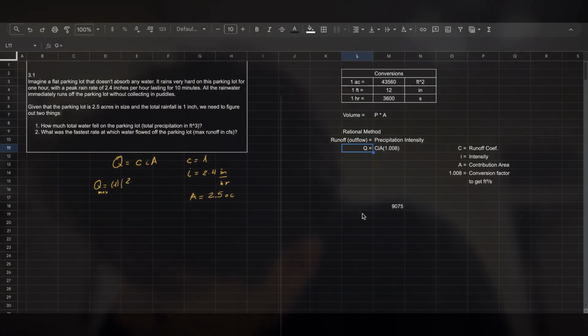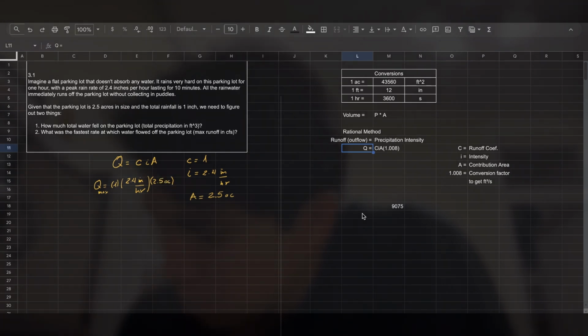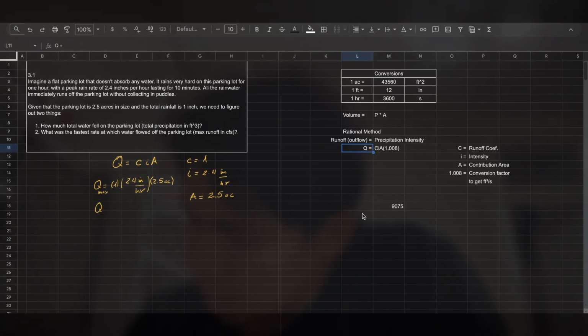times 2.4 inches per hour times 2.5 acres. Now, this is going to be Q max equals 6 inches per hour times an acre. And we are being asked to represent this in cubic feet per second.